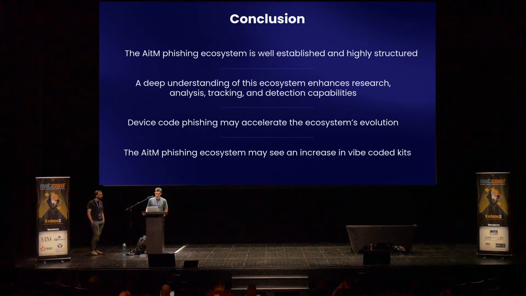We talk a lot about adversary-in-the-middle phishing, but now that EvilTokens brings device code phishing as a service, it may accelerate the ecosystem's evolution. And the AitM ecosystem may evolve in the next months with new vibe-coded kits, which will appear in the PhaaS market. For the past years, we observed that 5 to 10 kits were mainly adopted by cyber criminals. But now it is quite easy to write AitM phishing kits using AI. So maybe we will have additional phishing kits entering the market.